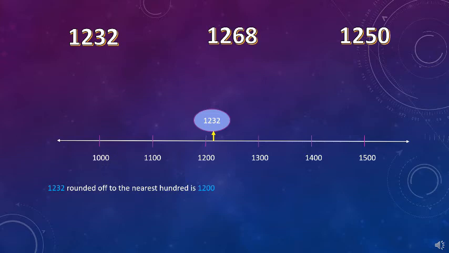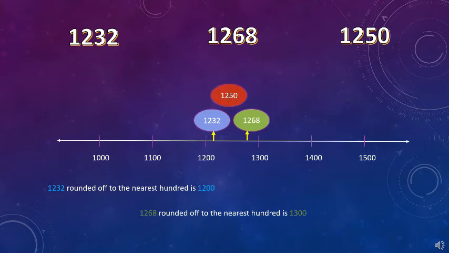Now let us round off 1268. 1268 lies between 1200 and 1300. Also, 1268 is nearer to 1300 than to 1200. Thus, we round off 1268 to 1300. Also, 1300 is a multiple of 100. Hence, 1268 rounded to the nearest hundred is 1300.